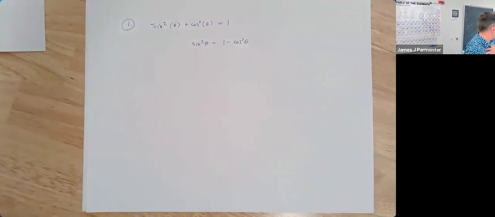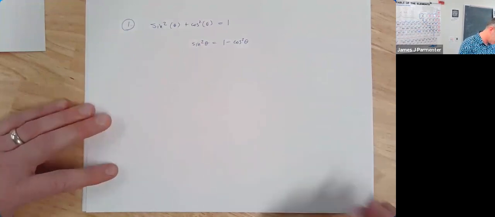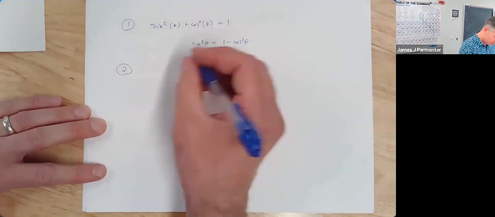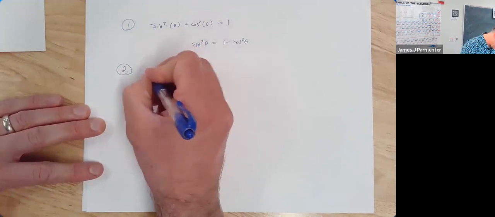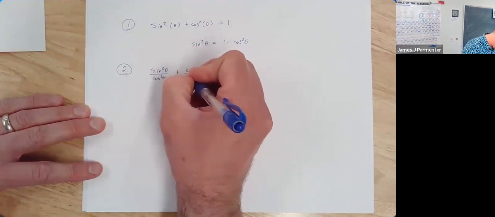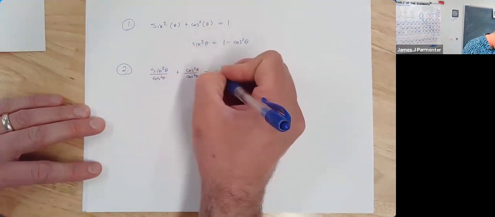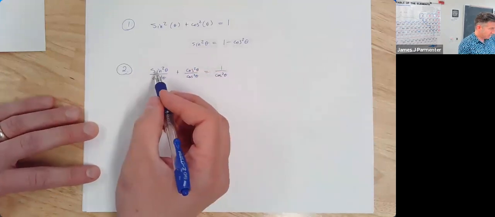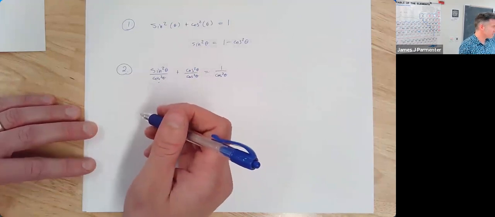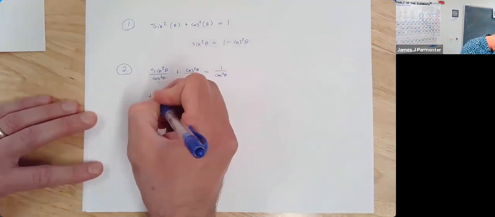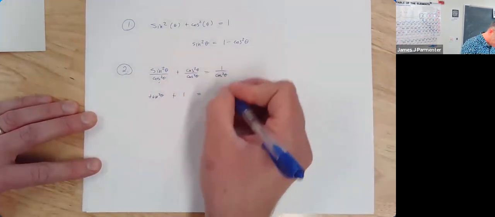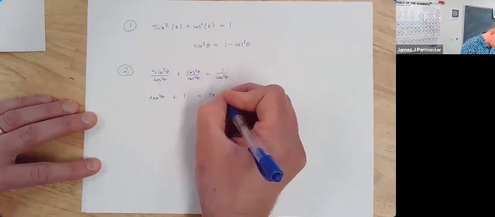And then the other one I want to point out, because it comes up in one of your homework problems, is if you divide everything here by cosine squared, sine squared theta over cosine squared theta plus cosine squared theta over cosine squared theta equals 1 over cosine squared theta. Sine divided by cosine is everyone's favorite trig function? Maybe not your favorite. You get tangent, but it's tangent squared. And then cosine squared divided by cosine squared is 1. And then 1 divided by cosine is secant. So 1 divided by cosine squared is secant squared.